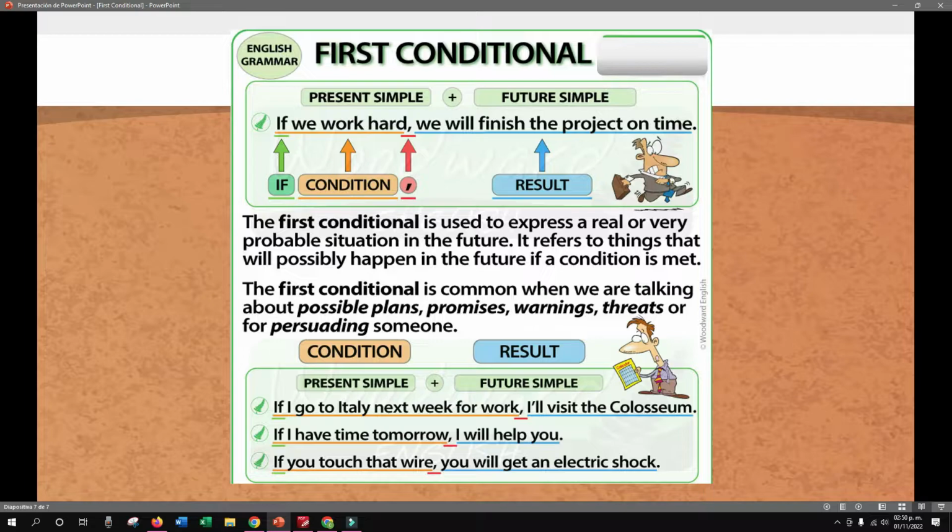Recuerden, la zero conditional solo utiliza presente simple. Presente simple en la if clause, presente simple en la main clause. En este caso, vamos a utilizar presente simple en la if clause y futuro con will, ¿verdad? En the main clause or in the result.